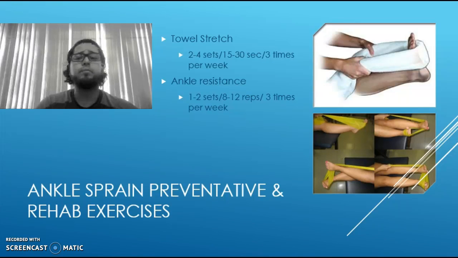Two ankle sprain and preventative rehab exercises are the towel stretch and the ankle resistance stretch. Now with the towel stretch, you sit with your legs straight in front of you. You place a rolled towel under the ball of your foot, holding the towel at both ends. Gently pull the towel towards you while keeping your knees straight. Hold this position for about 15 to 30 seconds. You do it 2 to 4 sets.